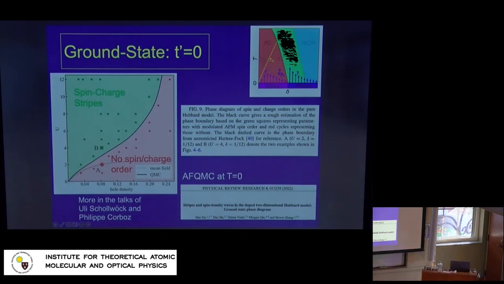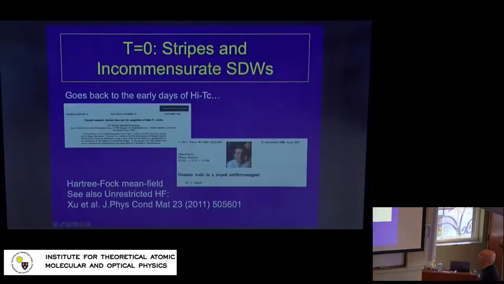Sorry to interrupt. Okay. So here on the left we have the spin-charge stripes. On the right we have no spin-charge stripe. And there is a boundary in between that was determined by this method. Incidentally, this is also something you find in Hartree-Fock, except that in Hartree-Fock the boundary is here. Okay. So stripes are not new.